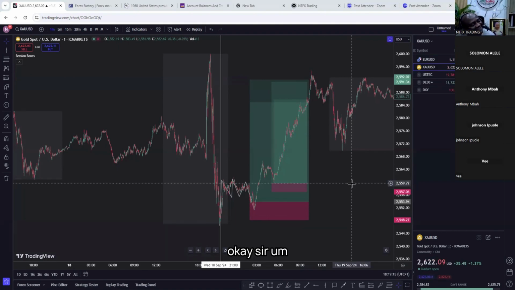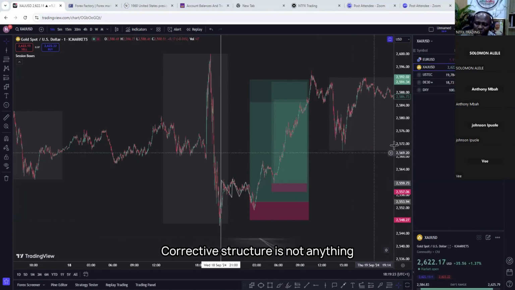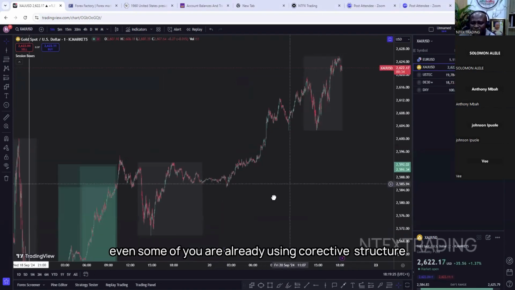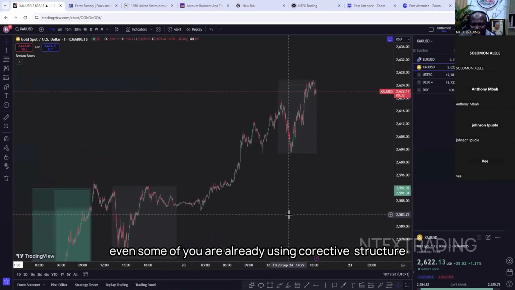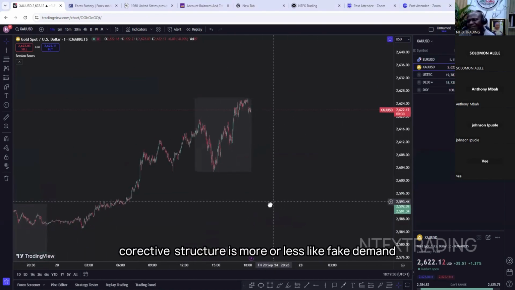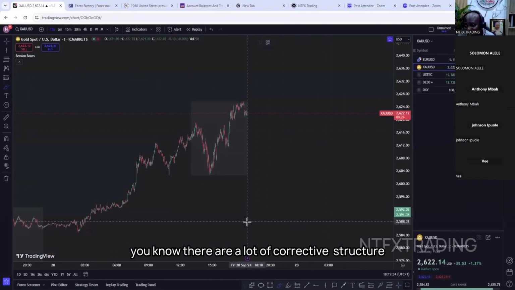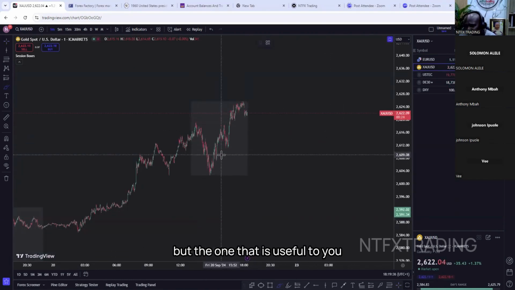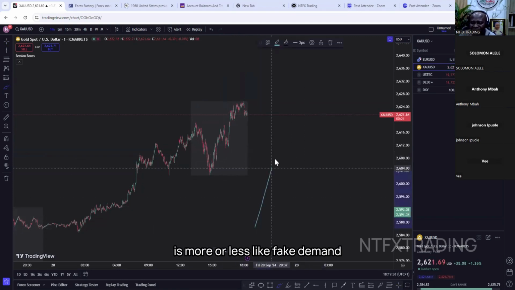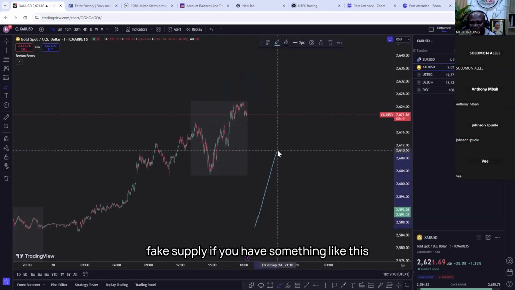Okay, sir. The last time you said you're going to take us on corrective structure. It's very simple. Even some of you are already using corrective structure. Corrective structure is more or less like fake demand or fake supply. There are a lot of corrective structures, but the one that is useful to you is more or less like fake demand, fake supply.